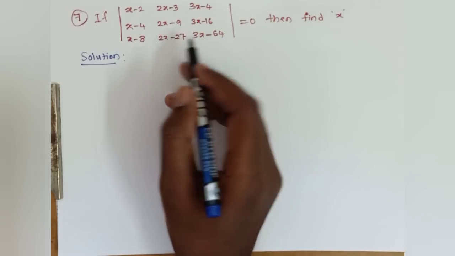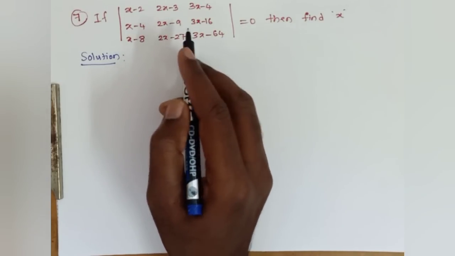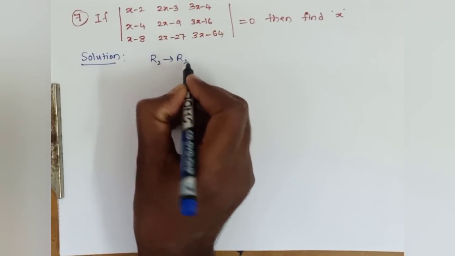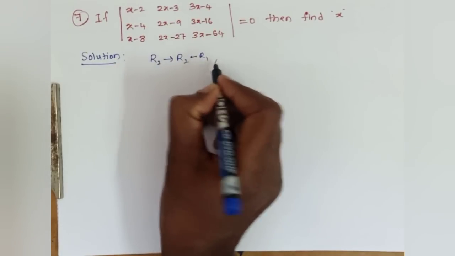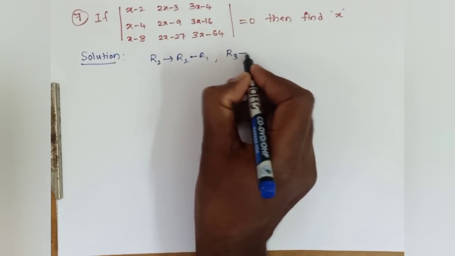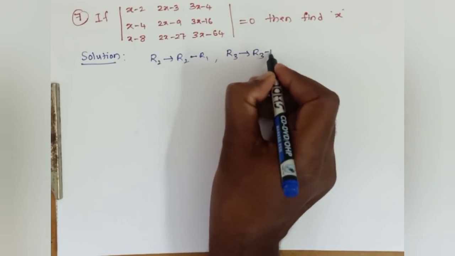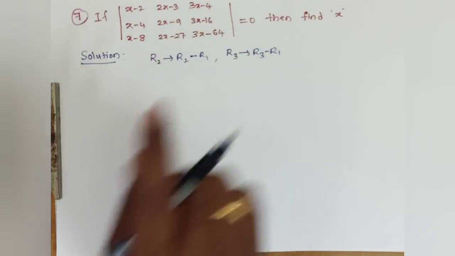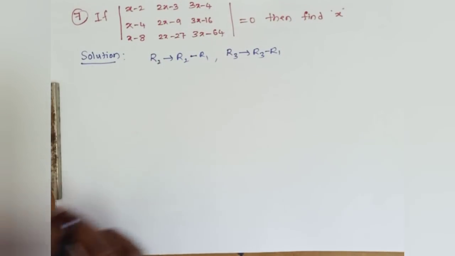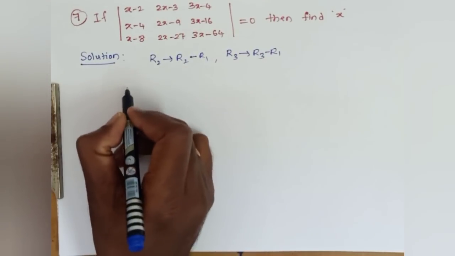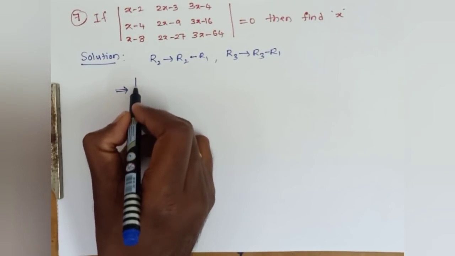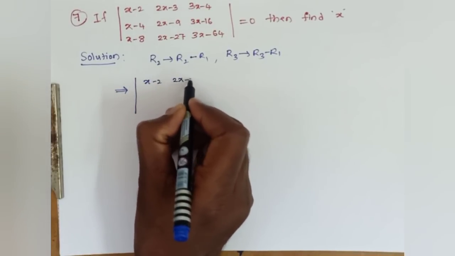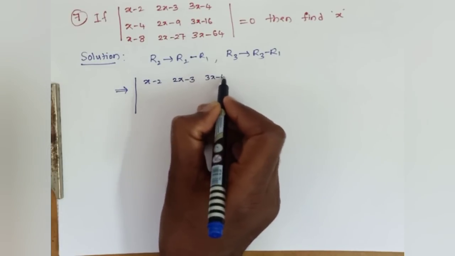Now, applying row 2 and row 3. Here I am applying row 2 as row 2 minus row 1, and in the same way row 3 minus row 1. So I am applying two operations for the second row and third row. While doing this operation, there is no change in the first row. The first row is as it is, that is x minus 2, 2x minus 3 and 3x minus 4.